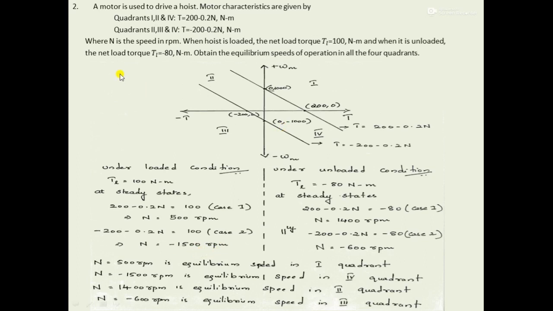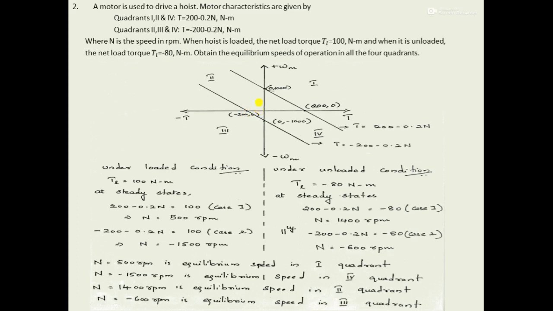Next case is the motor in unloaded condition. When the motor is in unloaded condition, still there will be some amount of load torque, that is minus 80 Newton meter. From this intersecting point, it's very clear that minus 80 will be lying somewhere between this origin and this intersection point, because this point corresponds to minus 200 Newton meter. It will be coming somewhere over here.